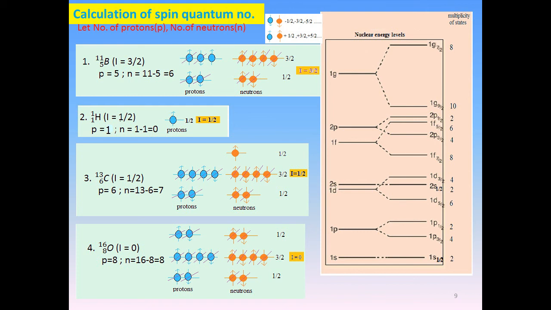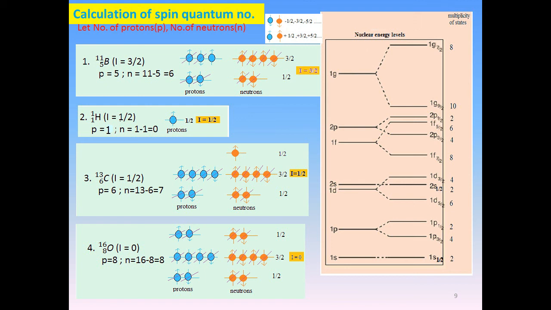So the protons as well as the neutrons, if they are paired in opposite directions, will cancel each other. Based on that, in boron, only one proton will be left out whose spin state will be equivalent to 3/2. Hence that will be the spin quantum number of boron.